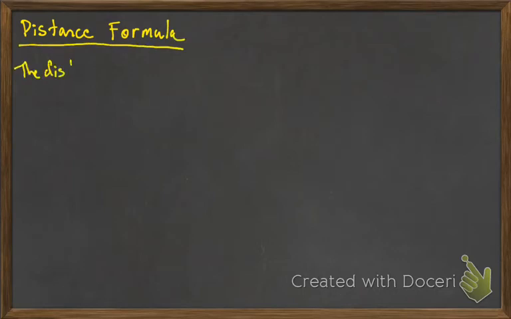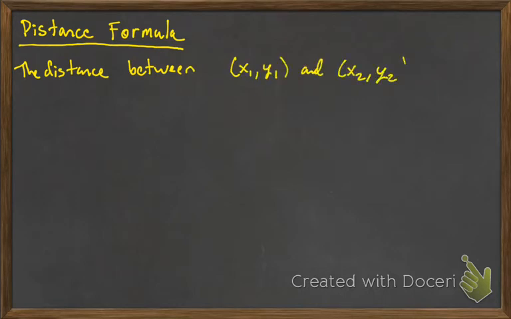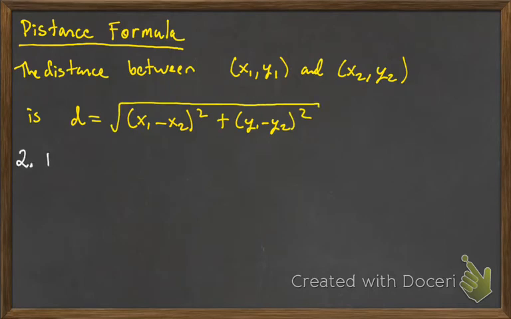The distance formula can be derived from the Pythagorean theorem. We'll talk about the Pythagorean theorem a little bit later when we're doing some applications with geometry. So the distance between a point x1, y1 and a point x2, y2 is given by the distance d is equal to the difference between the x coordinates squared plus the difference between the y coordinates squared, and then all of that under the square root.